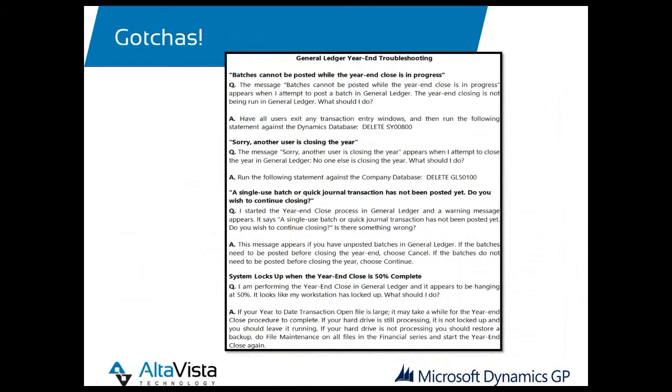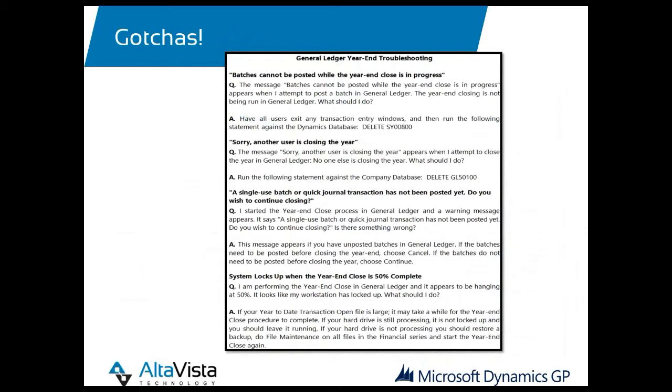But if I had to make a list of my top 4 other things that I might get, this is my list. These are the other support topics I tend to get. First is a message that you get from GP saying batches cannot be posted while the year-end close is in progress. Some of you might have seen this.